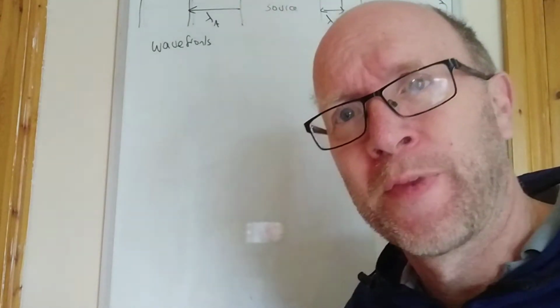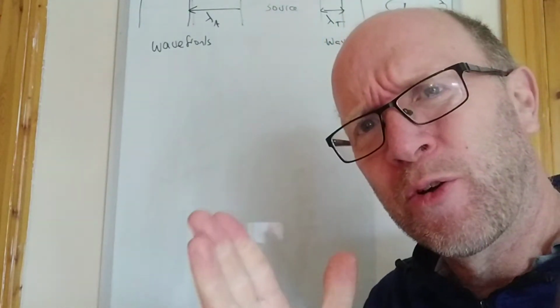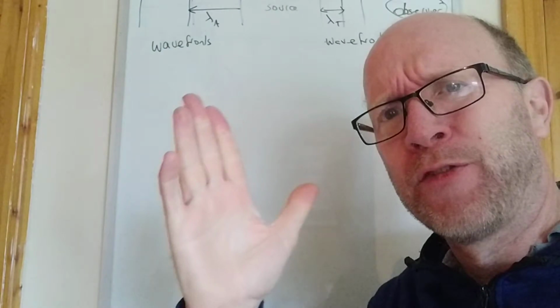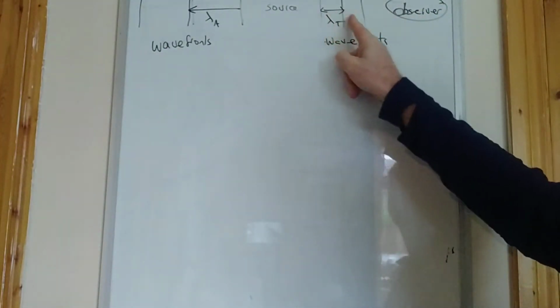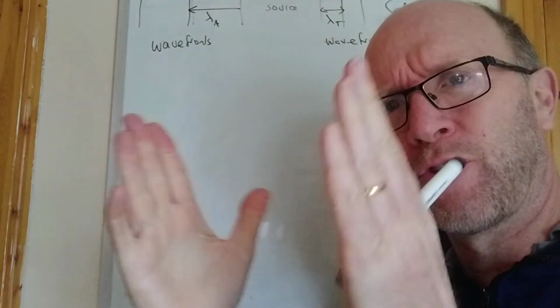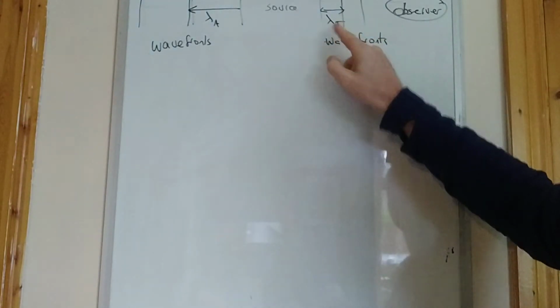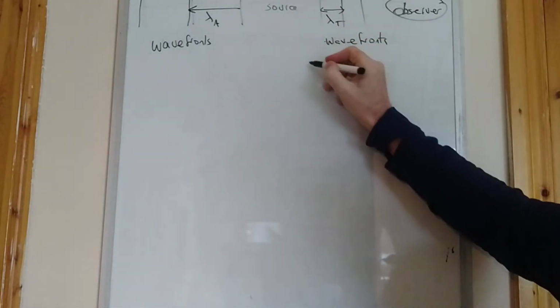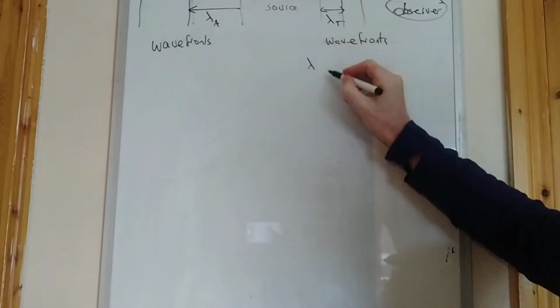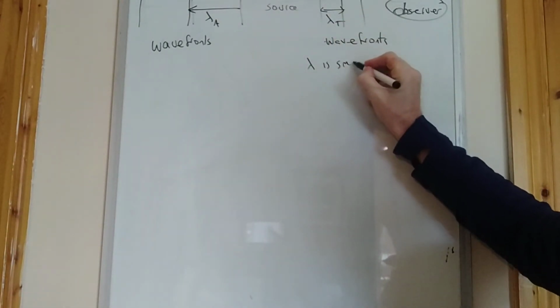from the observer. As you know, as the source comes towards the observer, the wave fronts, or the crests of the wave, are scrunched up, they get closer together. So the wave front is smaller, so the wavelength between the wave fronts is smaller.